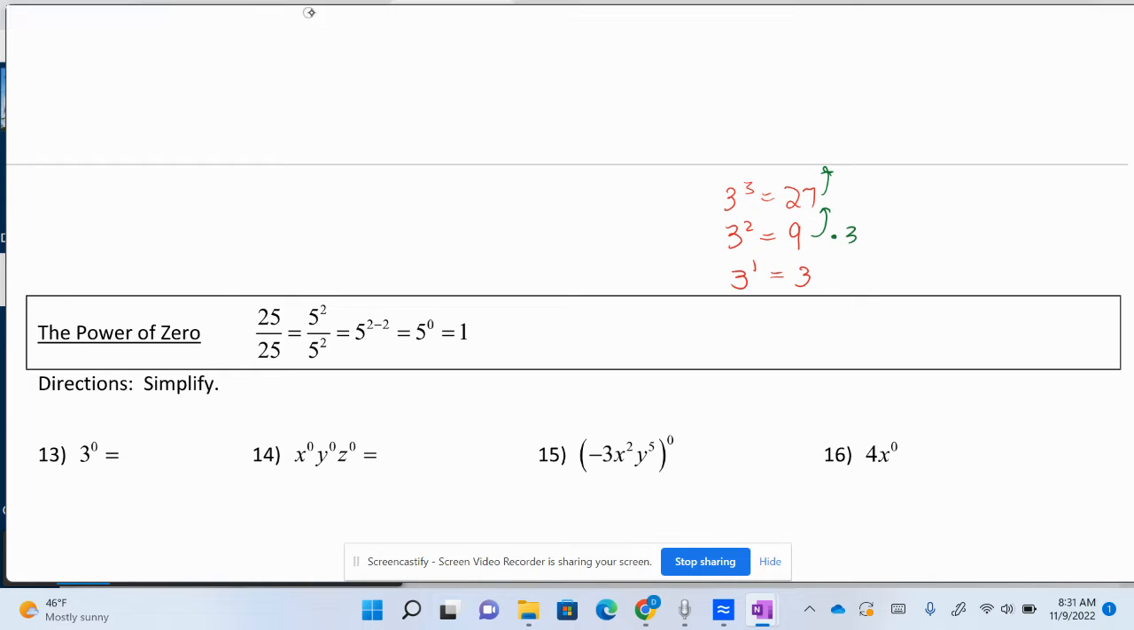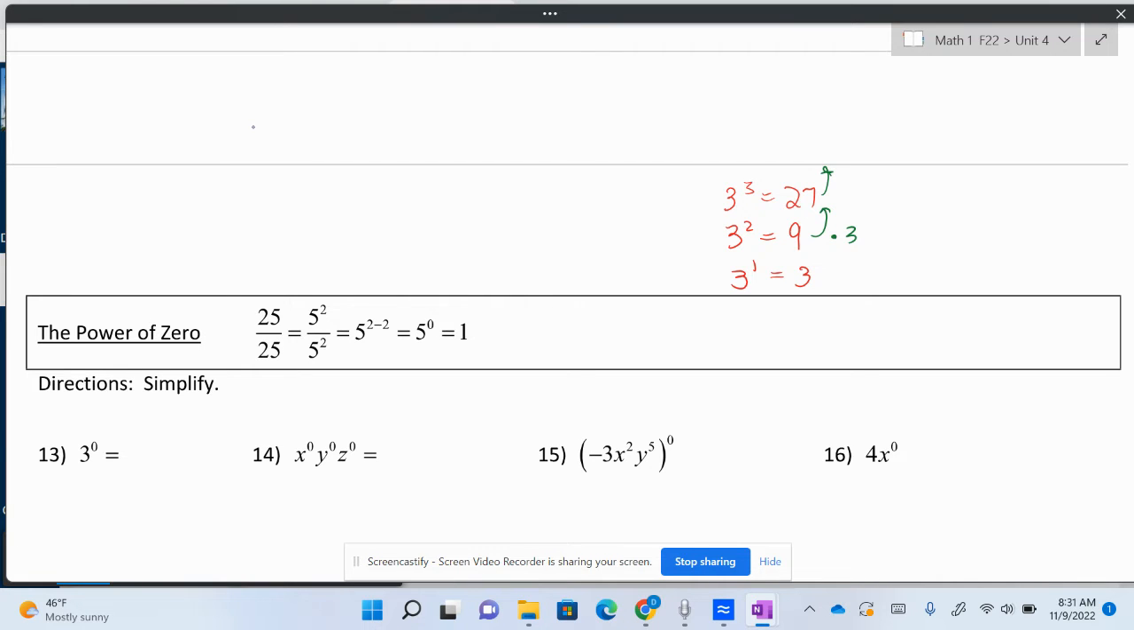Well, what if I wanted to work in the opposite direction? I would divide by 3, right? So 27 divided by 3 gives me 9. 9 divided by 3 gives me 3. So 3 to the 0 is whatever 3 divided by 3 is. What is 3 divided by 3? 1. So we're not going to learn this today, but I'm going to pique your interest. What about 3 to the negative 1? Well, that's just 1 divided by 3, or 1/3.